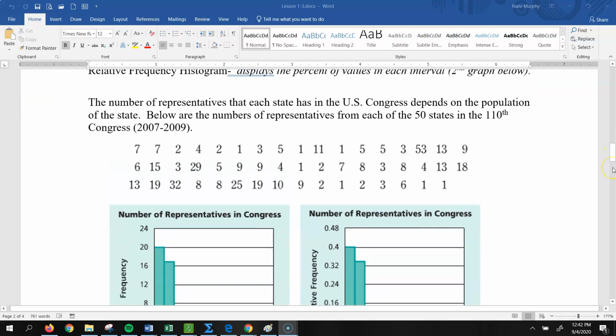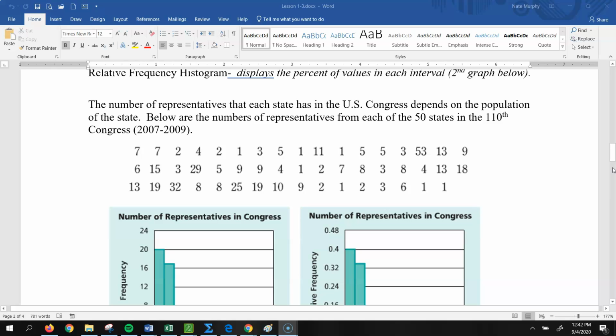Before we get to those graphs, let's talk about how they got these graphs. First off, it says the number of representatives that each state has in the U.S. Congress depends on the population of the state. Below is the number of representatives from each of the 50 states in the 110th Congress, which went from 2007 to 2009. So we have 50 states. Some states have more and some have fewer representatives than others, and again, it's based on the population. Some states only have one representative, and I think the largest number is 53, so there's a state, probably California, that has 53 representatives.